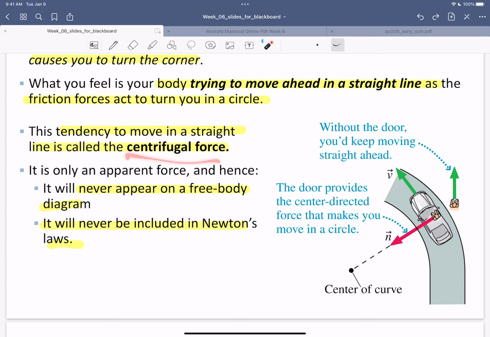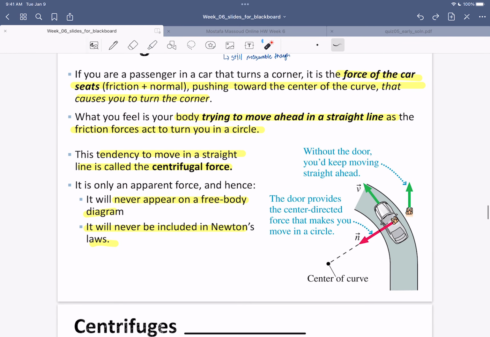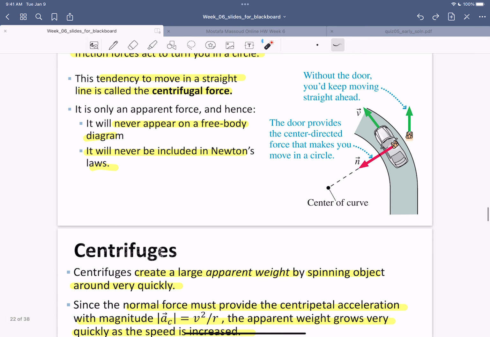So centrifugal force, don't really have to worry about it. It's a fictitious force. It won't ever appear on a free body diagram, anything like that. It's just the tendency to move in a straight line. Definitely, it's a concept that you should know, because it might come up on a quiz or something like that, just to ask you if you understand what's going on, basically.